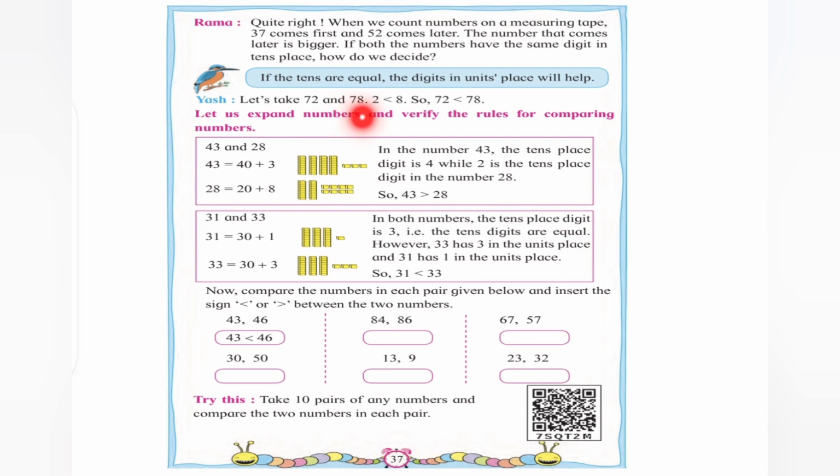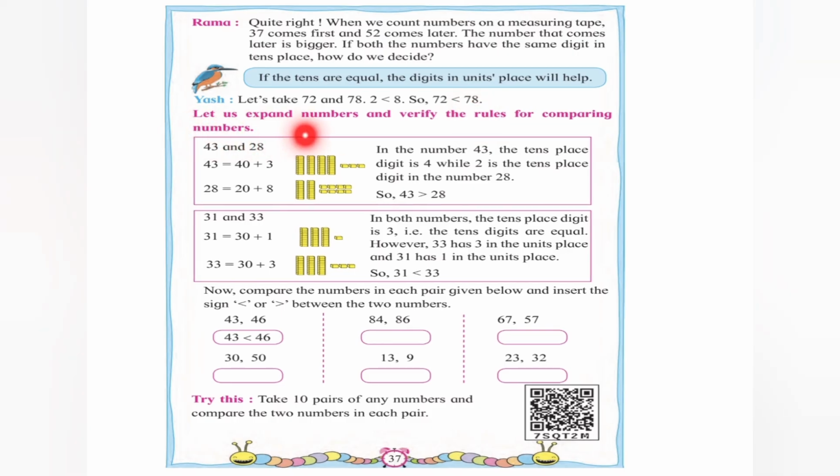So what are we going to do if tens are equal? 2 and 8. We are going to compare the units. Okay. 2 and 8. So 2 is less than 8. So 72 is less than 78.